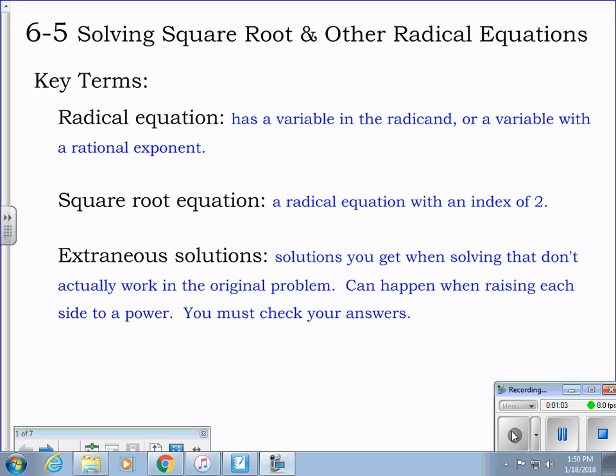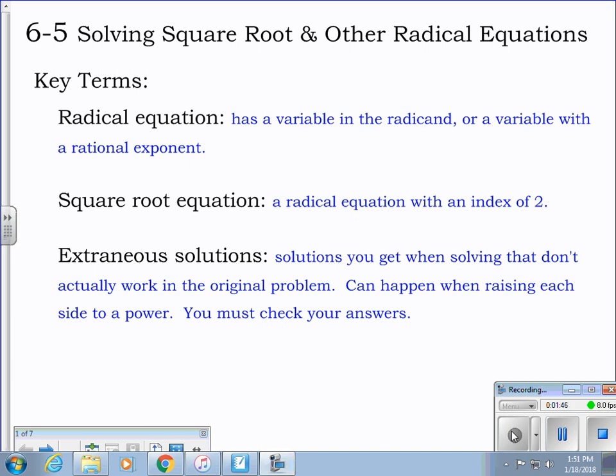Extraneous solutions. This is one of the important parts of the first set of notes. Extraneous solutions are solutions you get when solving that don't actually work in the original equation. Every step you did to solve for x, to get x equals some value, is a legitimate algebraic mathematical step to solve the equation. You did everything properly. But that answer does not work in the original problem. You must check your work in the original problem.